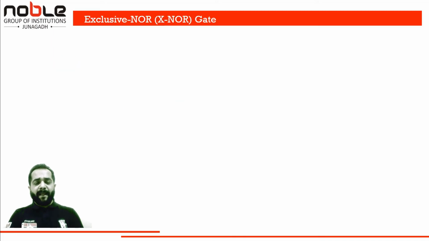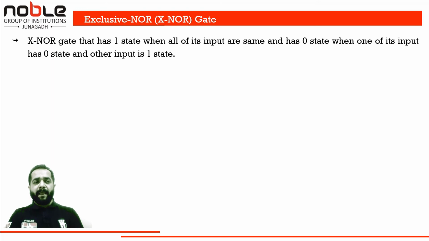Exclusive NOR or XNOR gate. The XNOR gate has one state when all of its inputs are the same and has a 0 state when one of its inputs is in the 0 state and the other input is in the 1 state. It is also known as an equality detector.